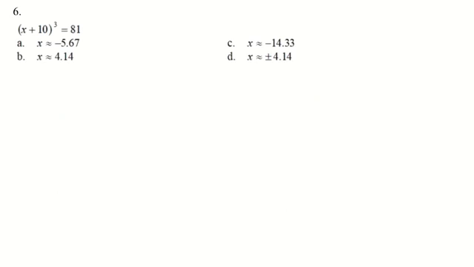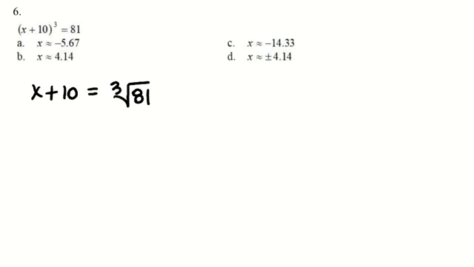Okay, another problem that's a little different from how we've seen it presented so far is one where your answer choices are decimals. Okay, so I'm going to start by taking the third root of both sides, meaning that x plus 10 is equal to the third root of 81.